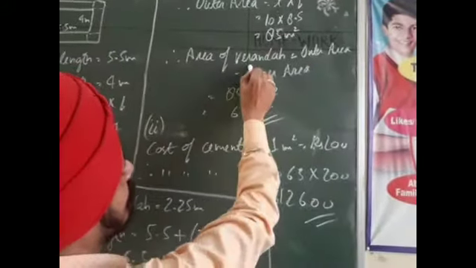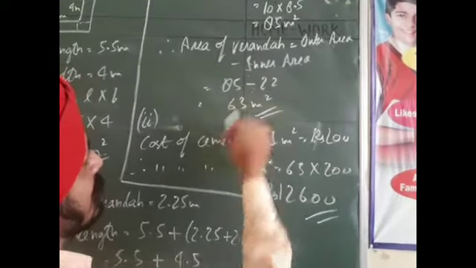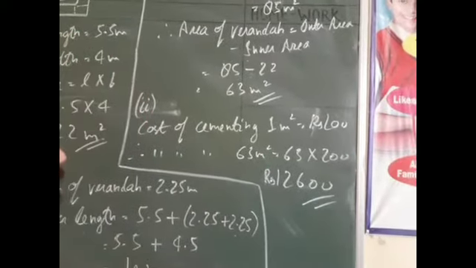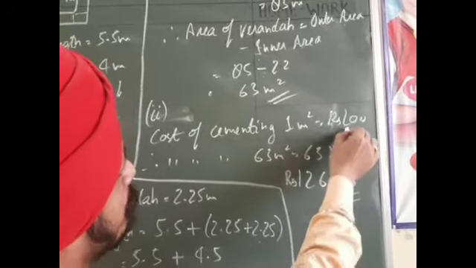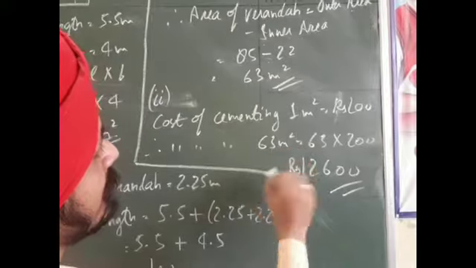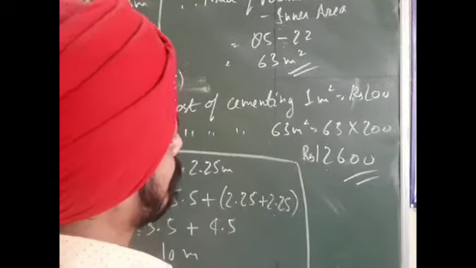Therefore, area of veranda, how you will find: outer area minus inner area. 85 minus 22, you will get 63 meter square. In second part, you have to find the cost of cementing. So, cost of cementing 1 meter square is rupees 200. Therefore, cost of cementing 63 meter square will be 63 into 200. You will get 12,600 rupees.